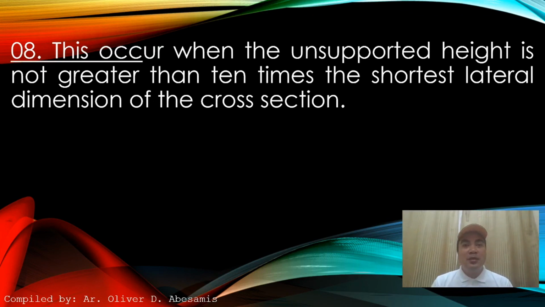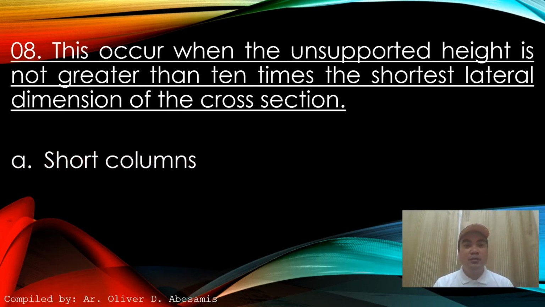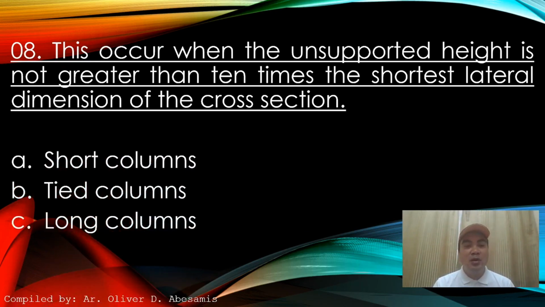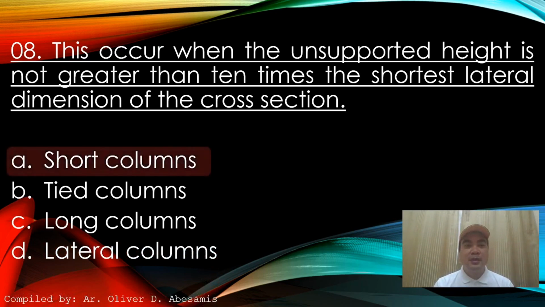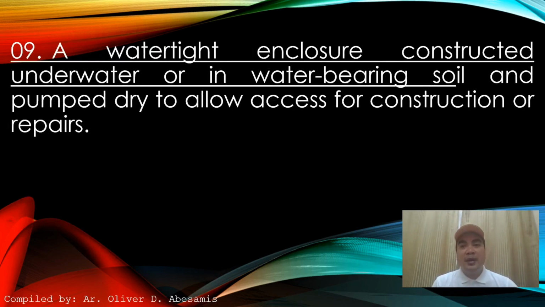Next, this occurs when the unsupported height is not greater than 10 times the shortest lateral dimension of the cross section. A. Short columns. B. Tied columns. C. Long columns. And D. Lateral columns. Answer? A. Short columns.